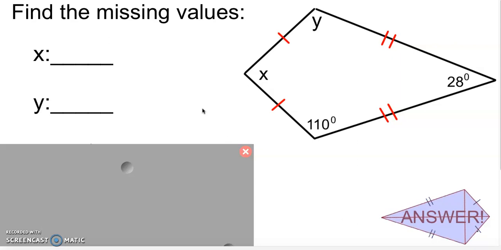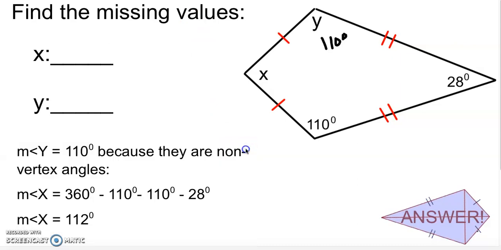All right, so same deal here. We want to try to figure out our missing values. So my non-vertex angles are these two. So y is going to be automatically 110 degrees. And then to figure out x, I'm going to take 360 minus 110 minus 110 minus 28 degrees. And that's going to leave me with 112 degrees. So x is 112 degrees. So this one's kind of tricky because you got to do y before you do x. But x is 112 degrees and y is 110 degrees.